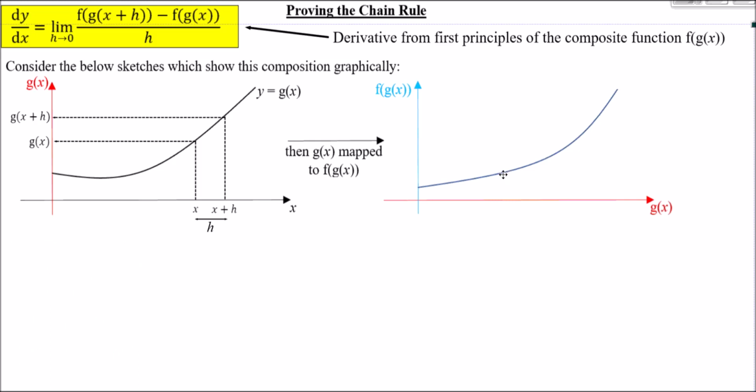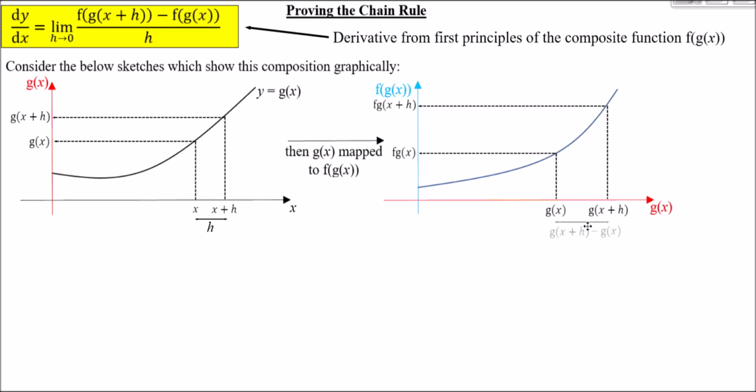On the second graph, what we're going to have, x and x plus h get mapped here, and so g of x and g of x plus h we can add on to the diagram here. So this is g of x, that's g of x plus h, which then get mapped to f of g of x here, and f of g of x plus h. And the gap in between g of x and g of x plus h, the difference between them, is of course g of x plus h minus g of x.